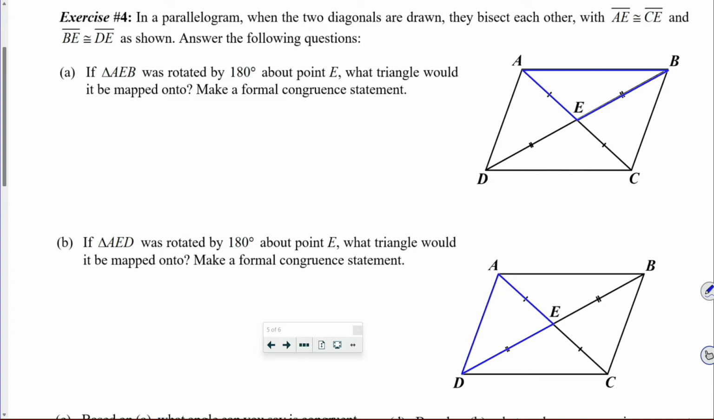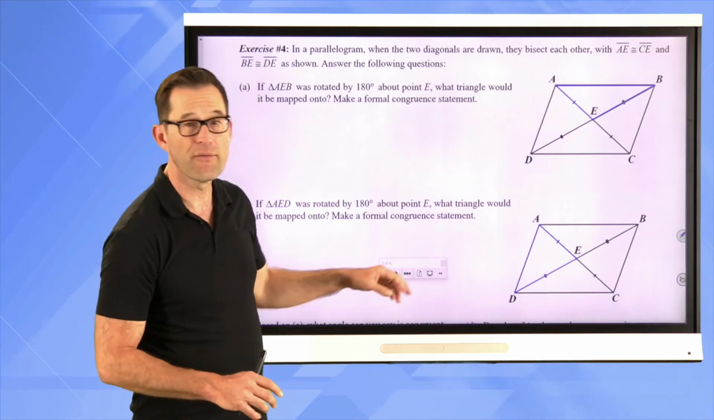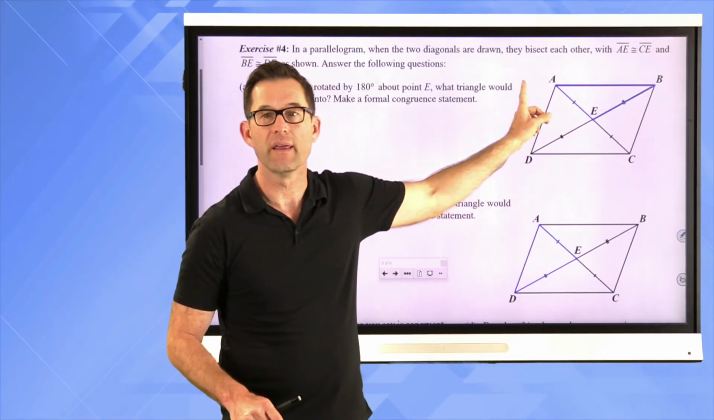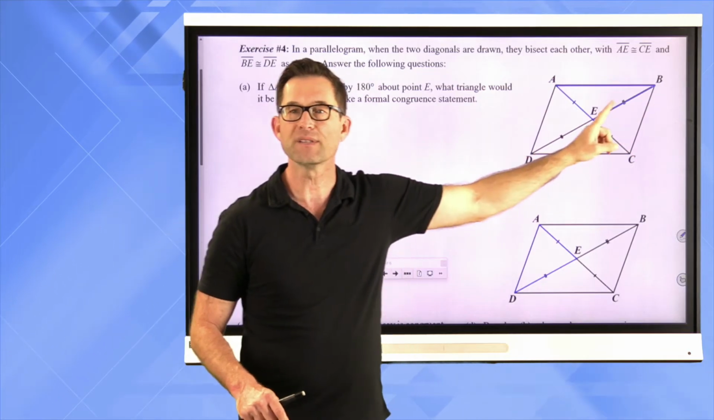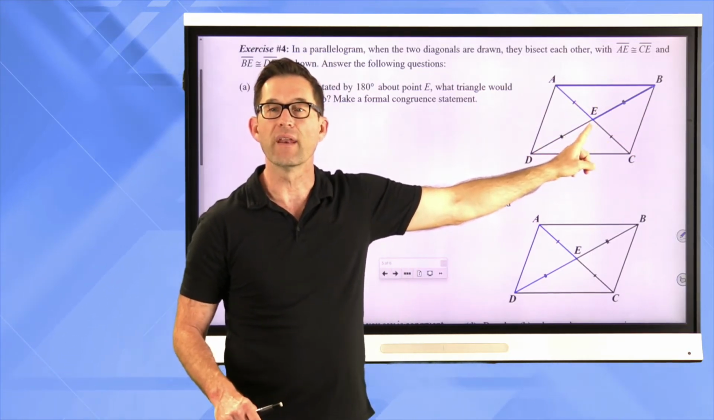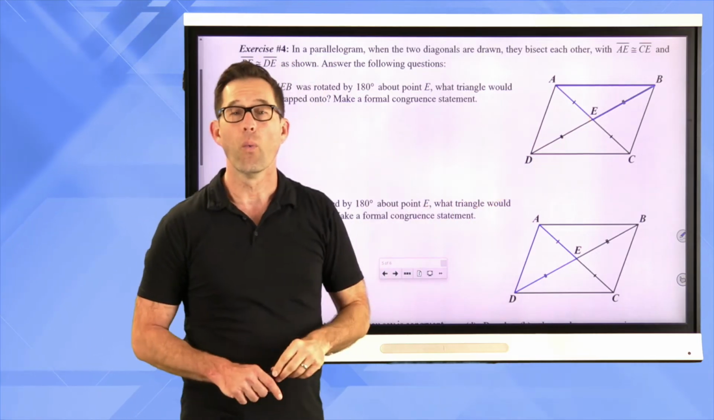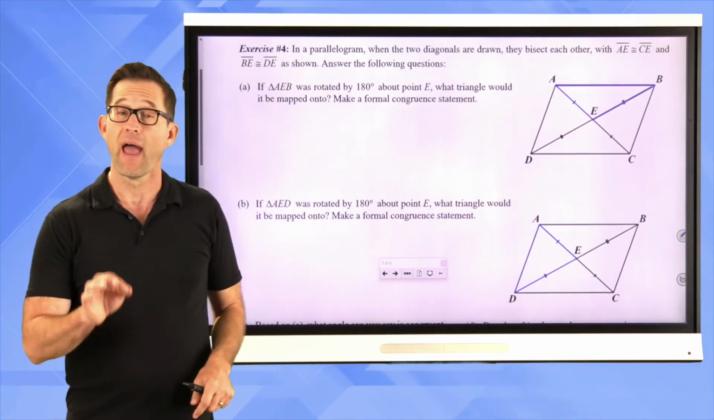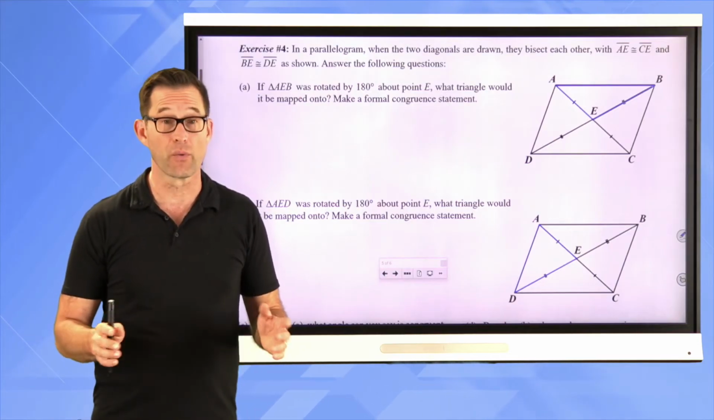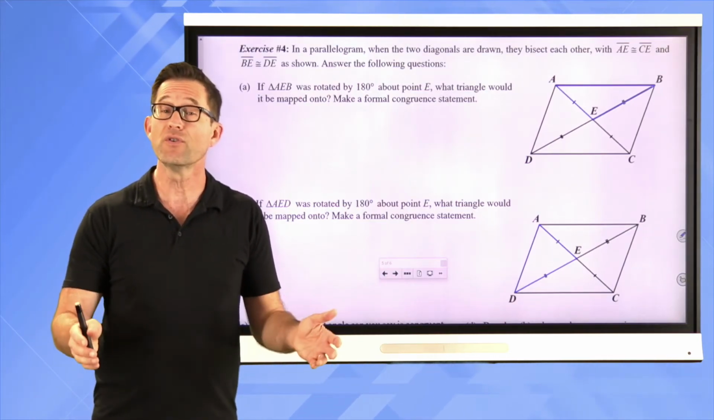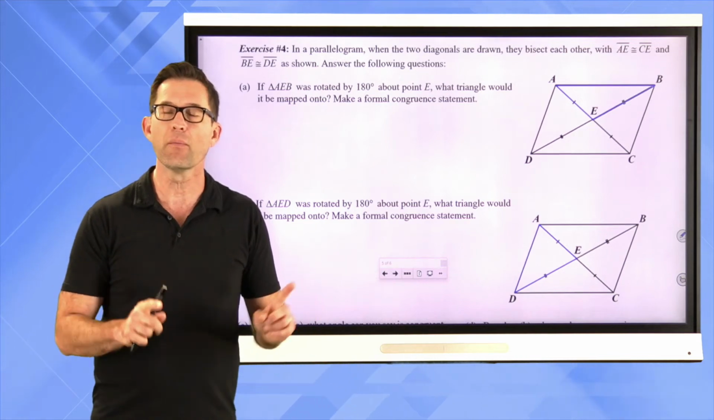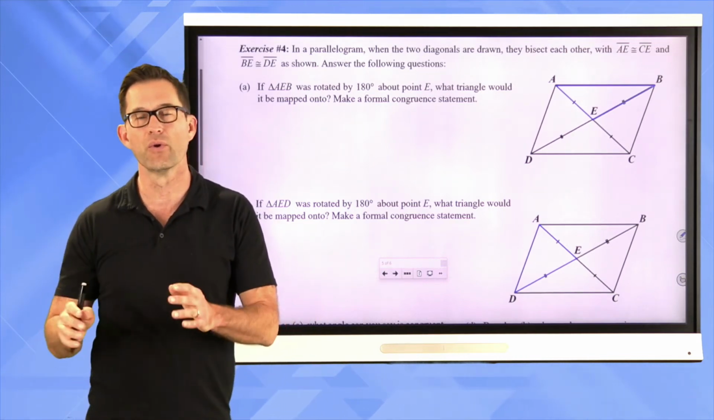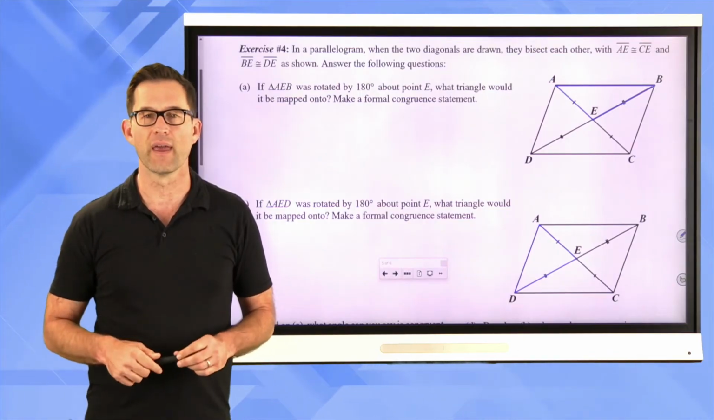If triangle AEB was rotated by 180 degrees about point E, what triangle would it be mapped onto? Make a formal congruent statement. Now I've already outlined a little bit in blue triangle AEB. And I'm saying if you take this triangle and rotate it 180 degrees about point E, what triangle would it get mapped to? Because it would get mapped to those two triangles through a rotation, which is a rigid motion, we would know the two triangles are congruent, and then we should be able to say this triangle is congruent to this triangle. Go ahead and do that if you can.